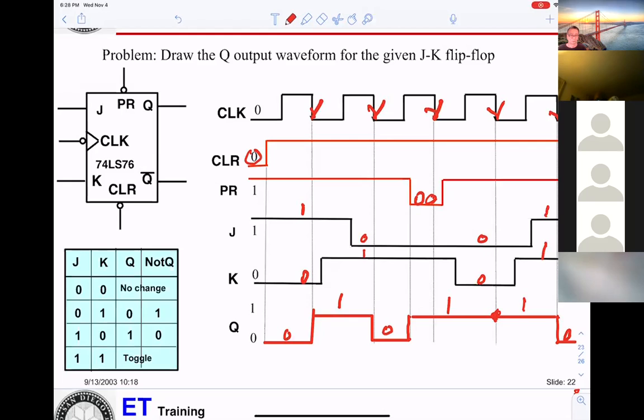Yes. Mr. Pham, can you repeat again, please? If K1 and J1, toggle. Toggle means it was 1 here, then it goes to 0. That means toggle. If it was 0, toggle, it goes to 1. Okay. Thank you.